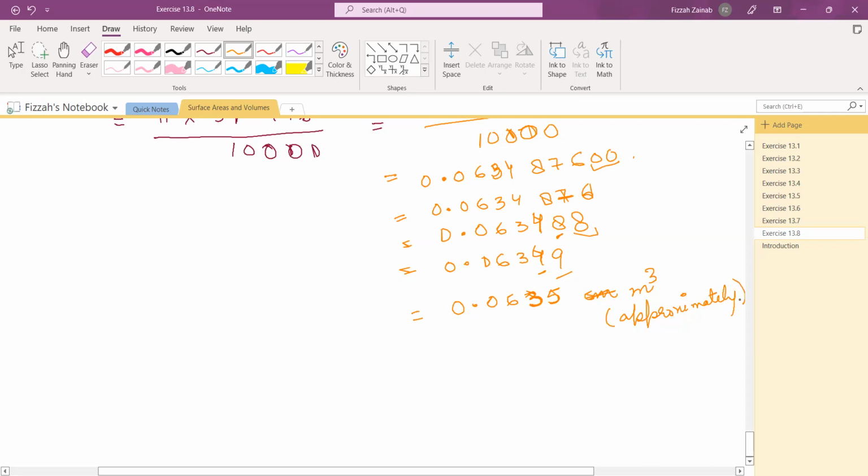This is the answer. You can have a slightly different answer than your book, but it's okay because anyway you are writing approximately. It's fine, right? I think up to 2 places of decimal, your answer should match. And after that, you can have a slight variation and that is okay.